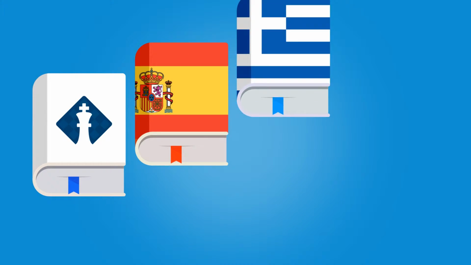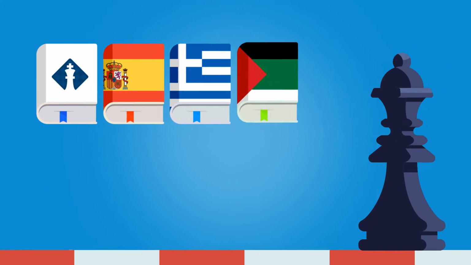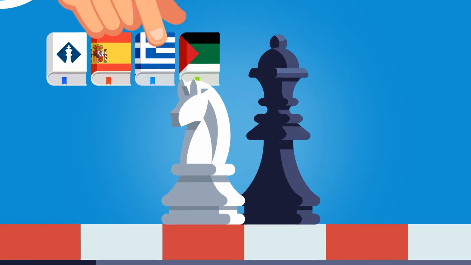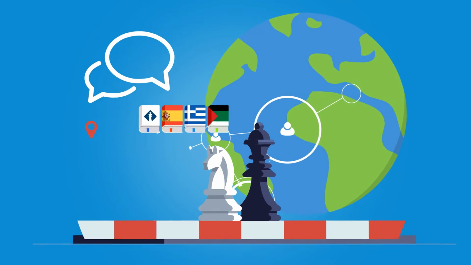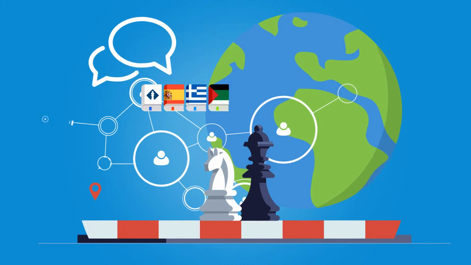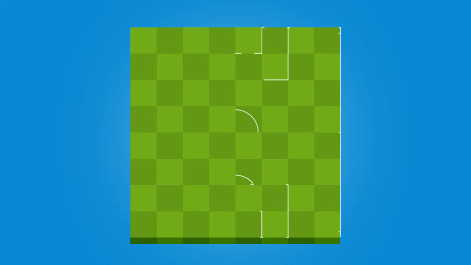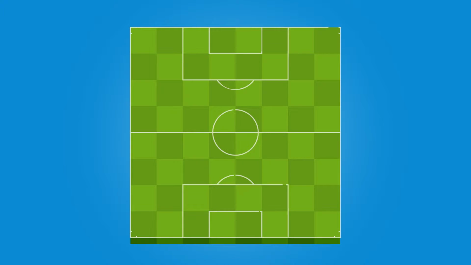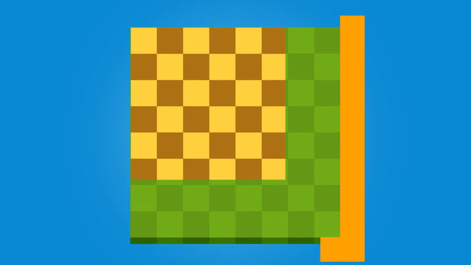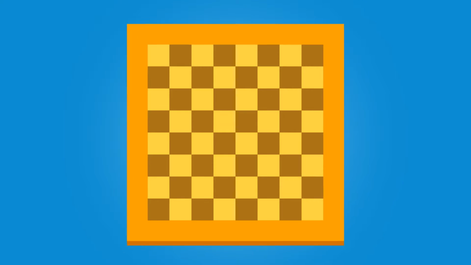Not Spanish, Greek, or Arabic, but rather the language of chess players. That's right, chess is not just a game, but a way of life that has its own method of communicating. The board is kind of like a playing field, just like soccer, football, and other sports are played on. Let's look at the board, field. Maybe you've seen one of these before.